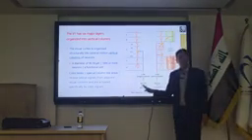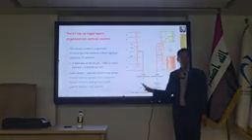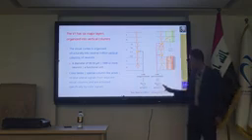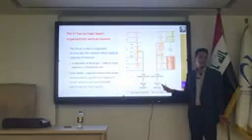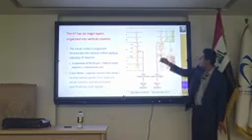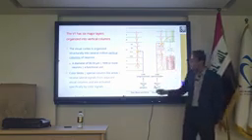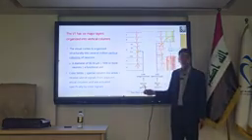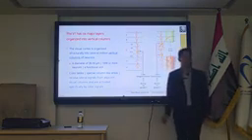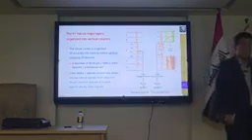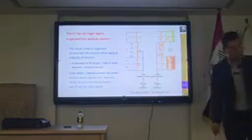M cells were related to movement and black and white stimulation and direction and orientation. Remember that? But P cells were related to color and details. So information about color and details go to these layers, but information about movement and orientation go to this layer. What does it mean by detail? I'll talk about this.